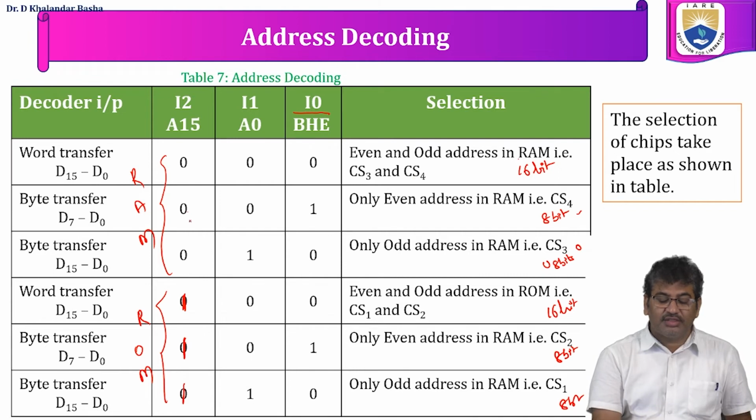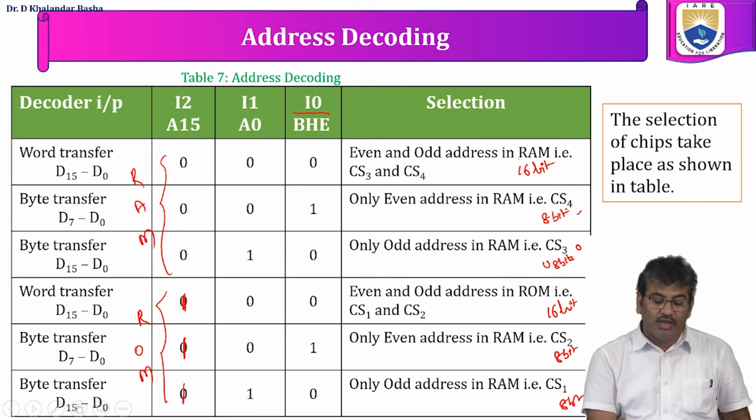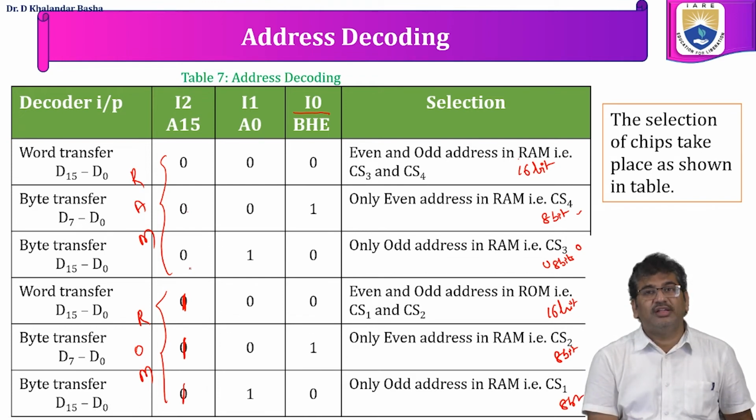If you give the address on A15 A0 BHE bar as 001, then it is a byte transfer, that is D0 to D7, only from even address RAM, that is chip select 4, which is block 4. When A15 A0 BHE bar is 010, it is a byte transfer from odd address. Only the odd address is accessed in RAM, that is enabling block 3, which is nothing but chip select 3.